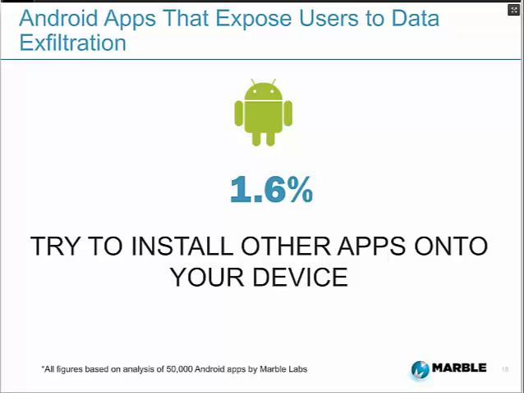1.6% of apps try to install other apps on your device silently. They're trying to install other APKs. Depending on which version of Android you're running, this may or may not be successful. But yeah, almost 2% of apps try to install something else on your device without you knowing it.